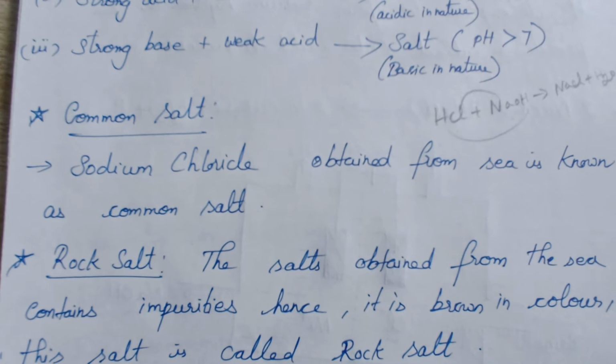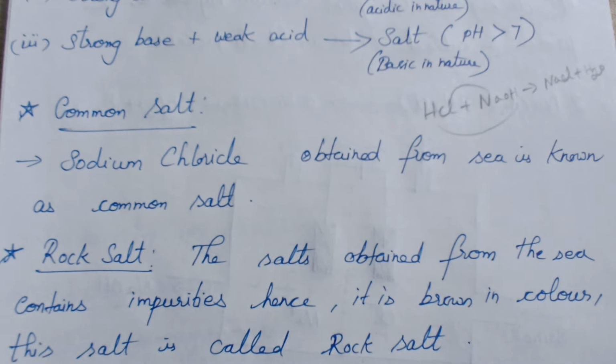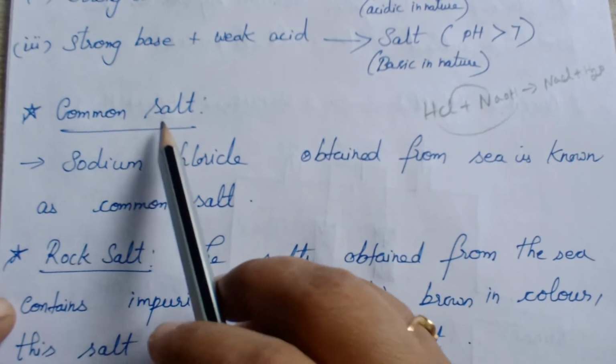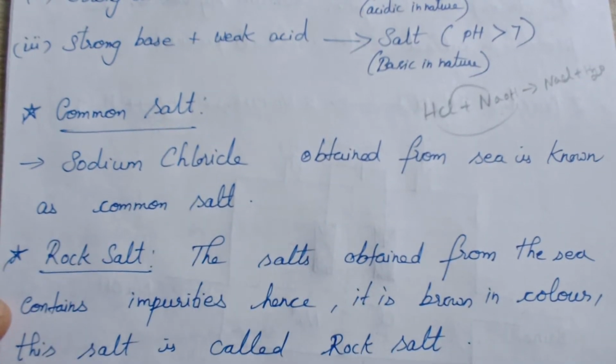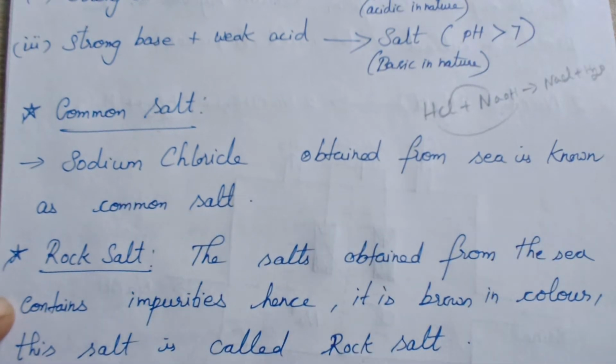Okay, but the seawater contains more salts, right? So to differentiate the salt obtained from the seawater from the chemically produced one, we give the name common salt to the salt obtained from the sea. Okay, just to differentiate. Common salt. Sodium chloride obtained from the sea is known as common salt.